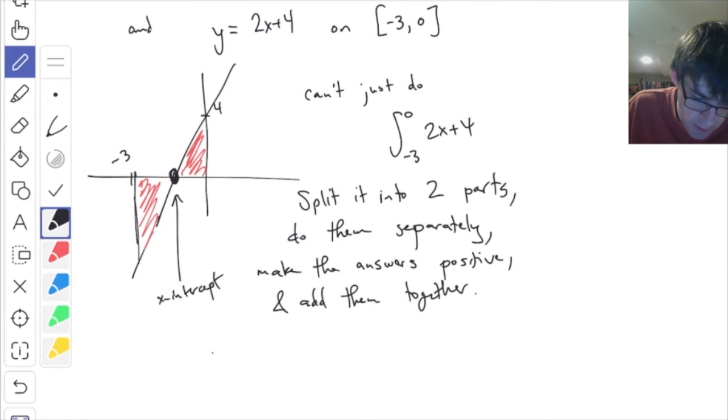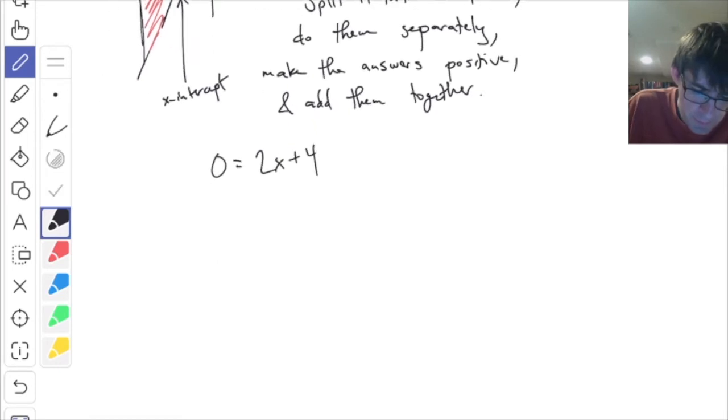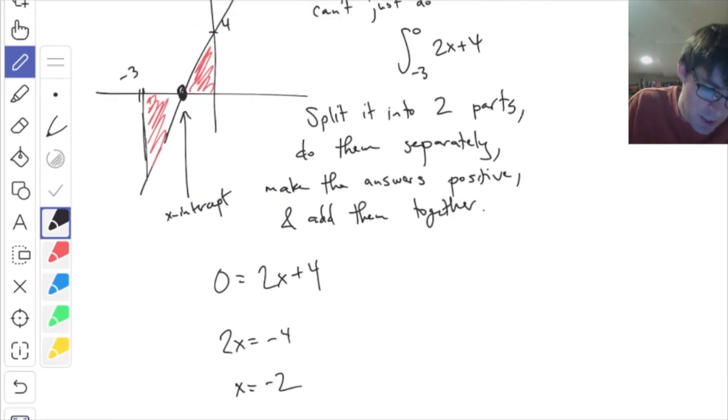So I go 0 equals 2x plus 4, using the formula at the top you see there, y equals 2x plus 4. I'm finding the x-intercept, which means plug in y equals 0 and solve for x. What you get is 2x equals minus 4, right? Divide by 2, x equals negative 2. So that point right there is actually negative 2.